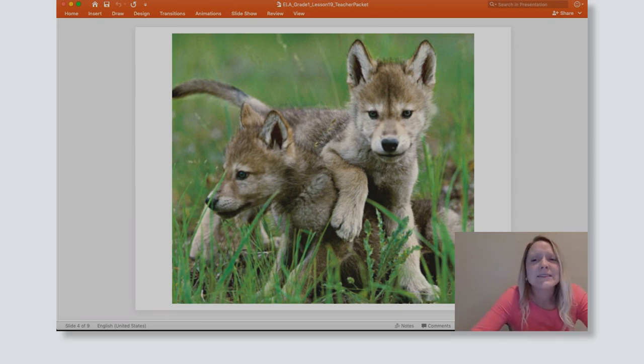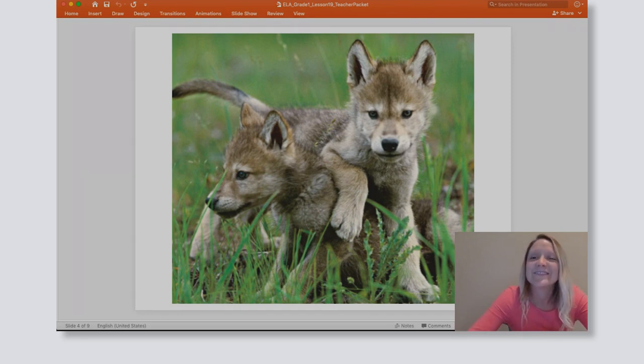Now, it also says that they are called pups. These don't look like puppies that I've seen. How about you, boys and girls? Yeah, so a wolf baby is called a pup. And you might instantly think about a little baby dog, right? So that is what a baby wolf is called.